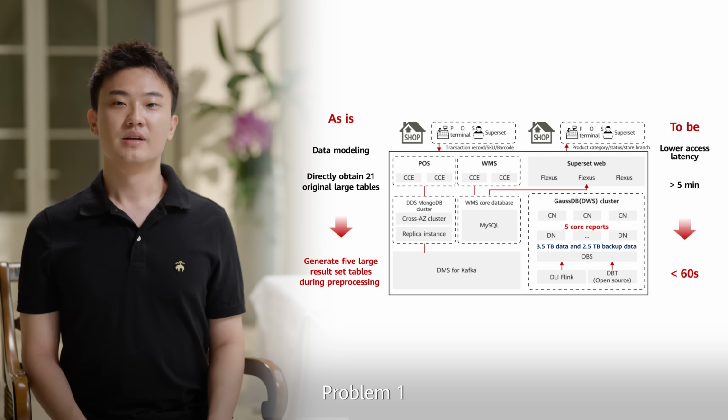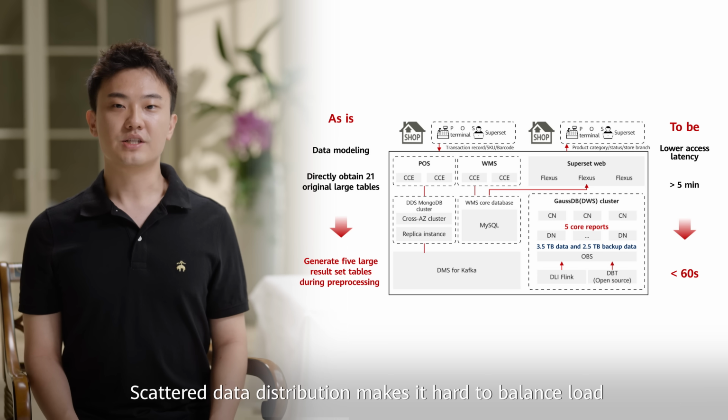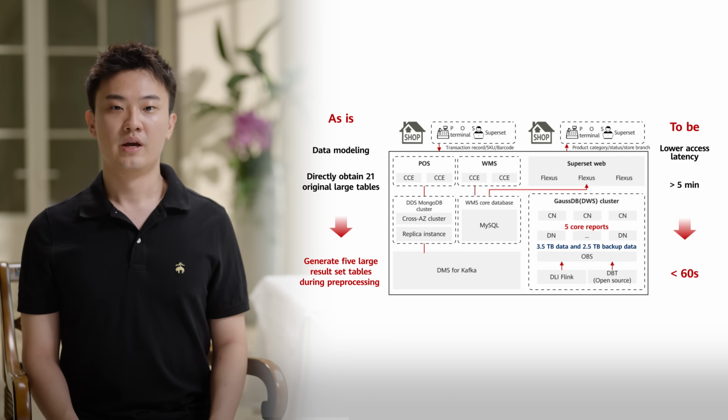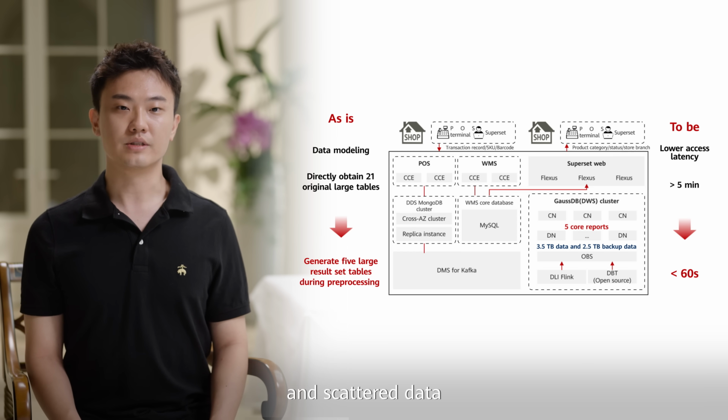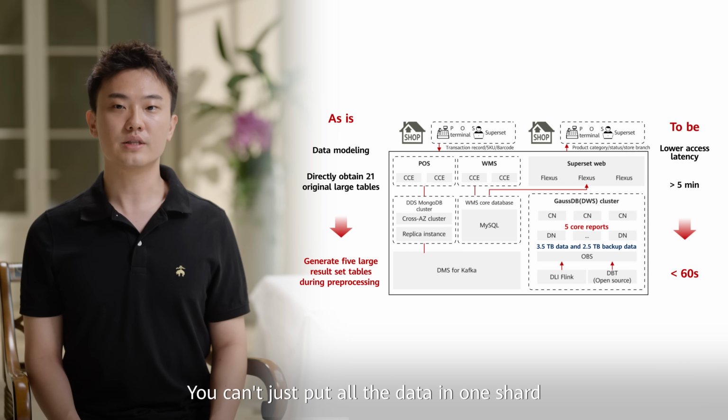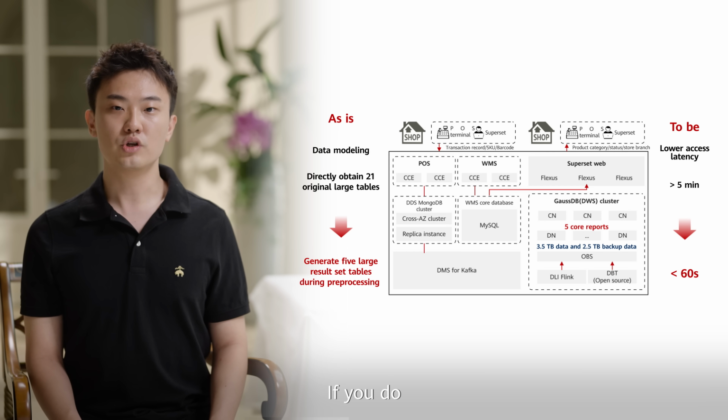Problem number 1, scattered data distribution makes it hard to balance load. Retail companies often struggle to manage complex and scattered data. You can't just put all the data into one shard. If you do, during peak hours, queries will pile up and responses slow down. Let's look at an example.